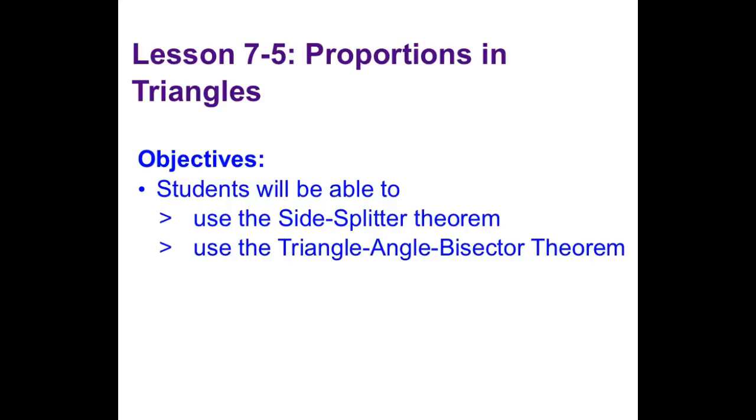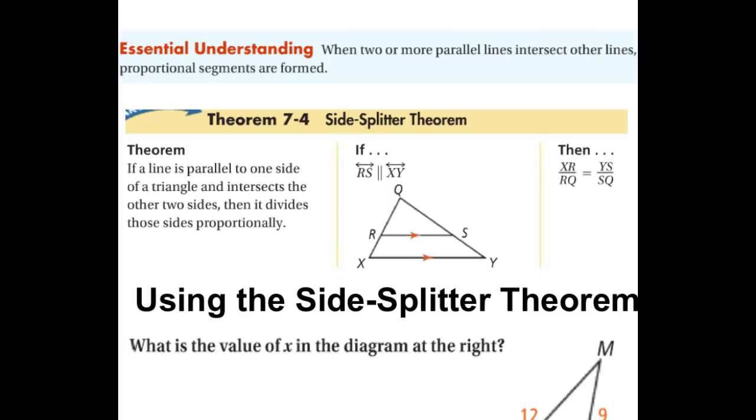This is Geometry, Semester 2, Lesson 7.5, Proportions and Triangles. So this lesson is split up into two parts. We're going to talk about the side splitter theorem first, and then the triangle angle bisector theorem second. So let's talk about the side splitter theorem.